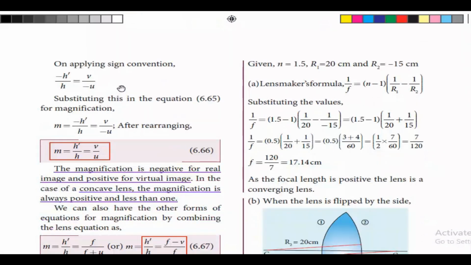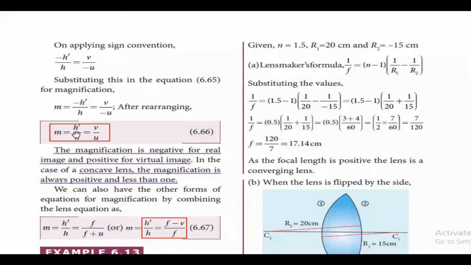By applying the sign convention, we have minus h' by h is equal to v by minus u. Substituting this in equation 6.65 for magnification, we have m is equal to minus h' by h, that is equal to v by minus u. After rearranging, we have m equal to h' by h, that is equal to v by u. So this is given by the ratio of image distance to the object distance. That will give you the magnification of a thin lens.